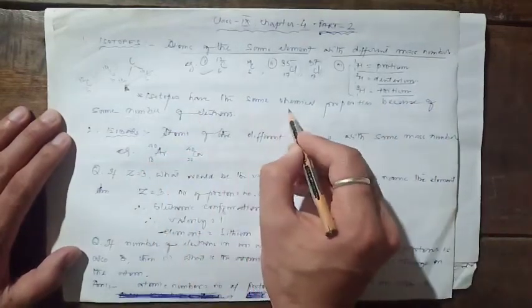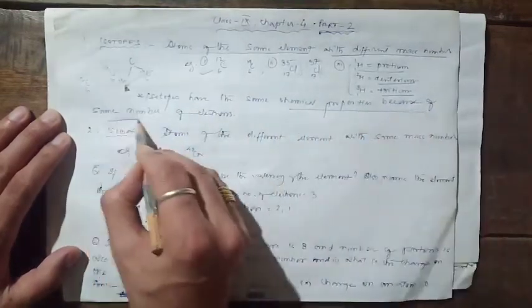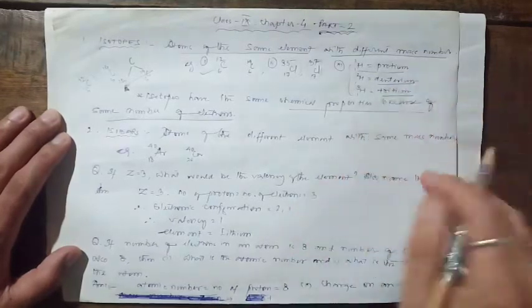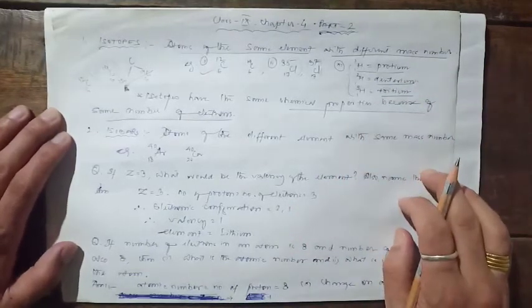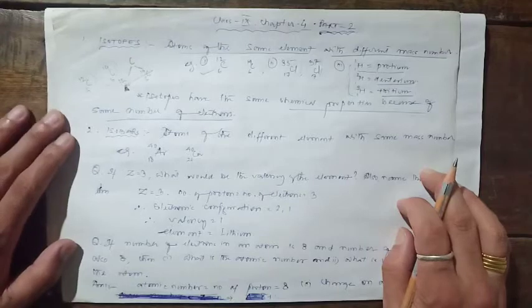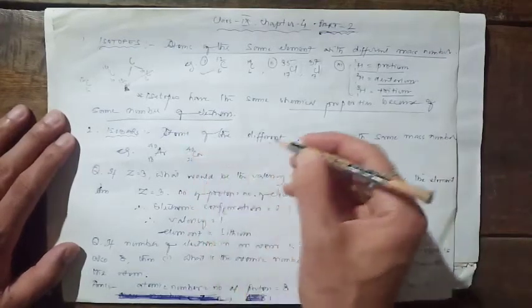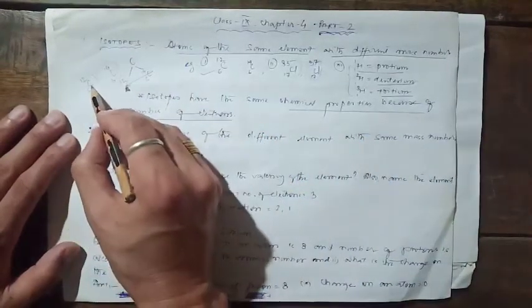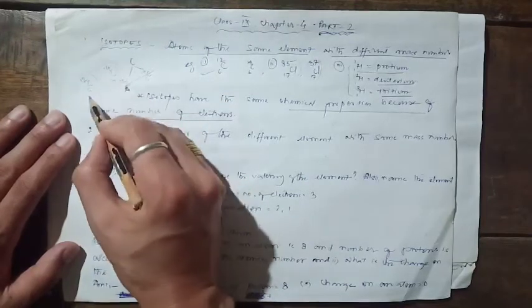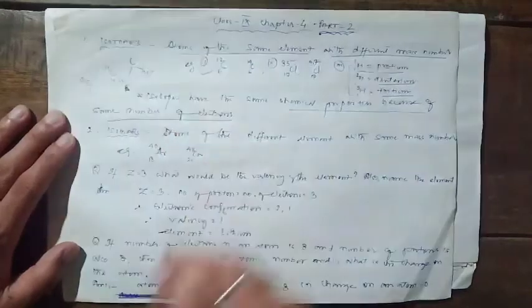Isotopes have the same chemical properties because of the same number of electrons. Students, elements have the same chemical properties if they have the same number of electrons, or we can say the chemical properties of elements are decided by the number of electrons. If they have the same number of electrons, they have the same chemical properties. Let's say this carbon 12 and this carbon 14. Carbon 12 and carbon 14 have the same chemical properties because these two have the same number of electrons.